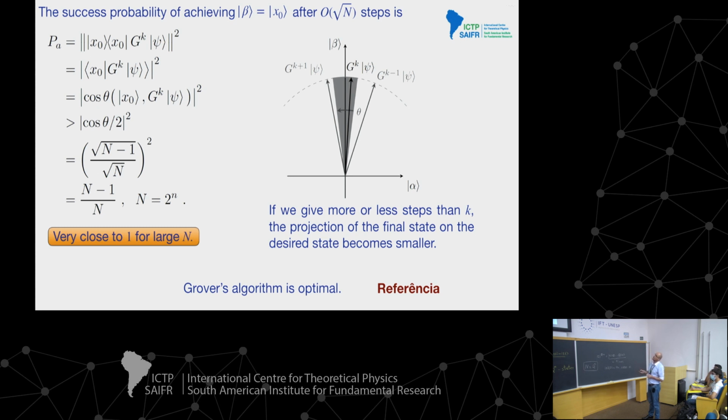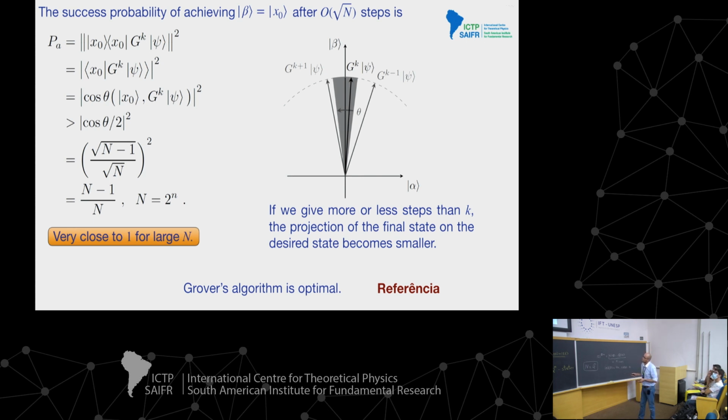But we can ask, what's the success probability of this algorithm? In order to do that, we know that x0 is the target state, and G applied k times on the initial state is the final state. So it is just to project this, and we find a number that is greater than cosine of theta over 2. Writing these terms in terms of n, we find that this probability of success, if n is large, is very close to 1. That's very important.